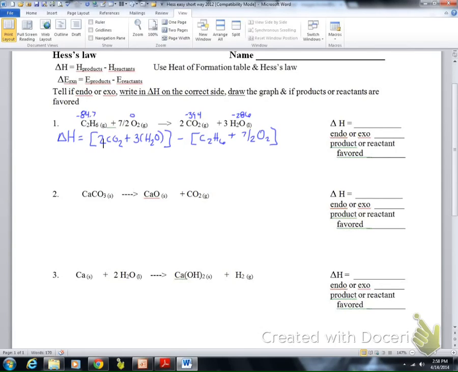So I'm going to find those numbers from the blue sheet, and hopefully you're able to find those. And then again, watch your state of matter for water, so make sure that you're paying attention to that, if either it's a liquid or a gas.